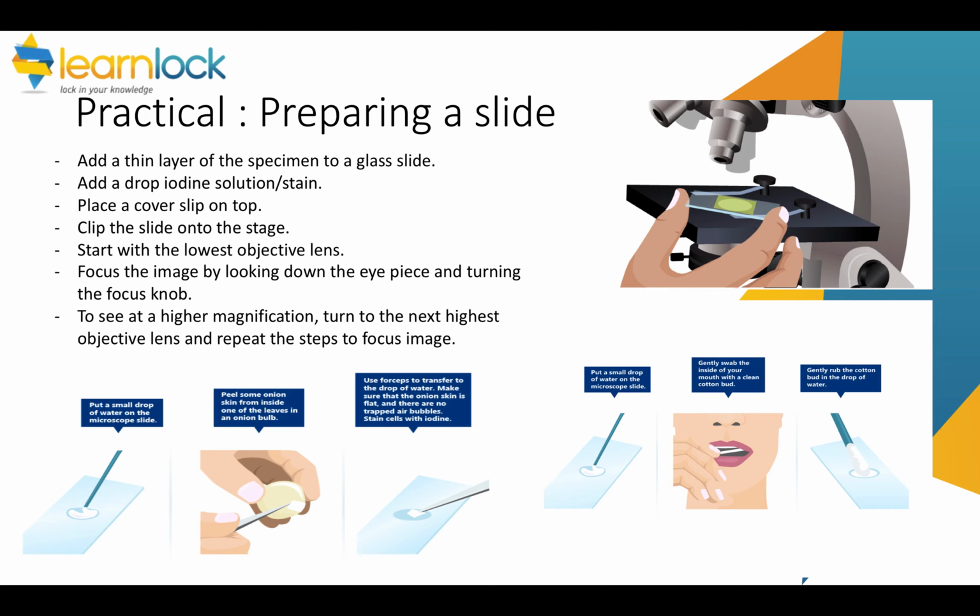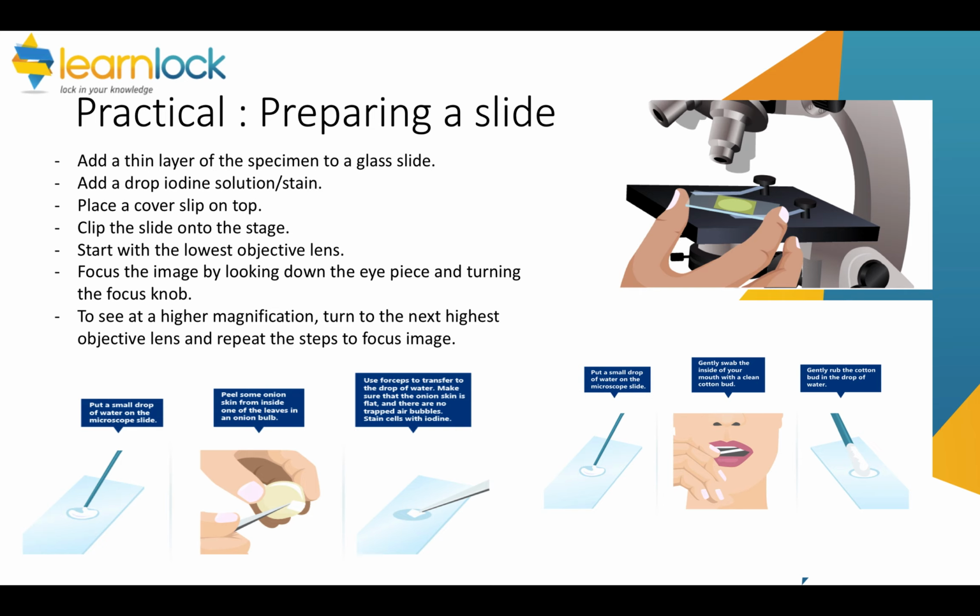You will need to know about how to prepare a slide for magnification. So in terms of this practical, there's two main ones. There's one where you might be looking at, for example, onion skin cells or plant cells. The other is looking at your own cells from your cheek, so looking at animal cells.